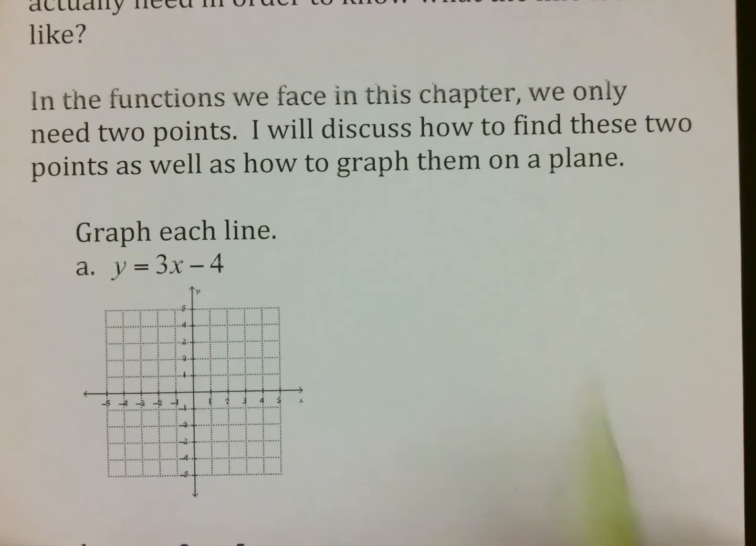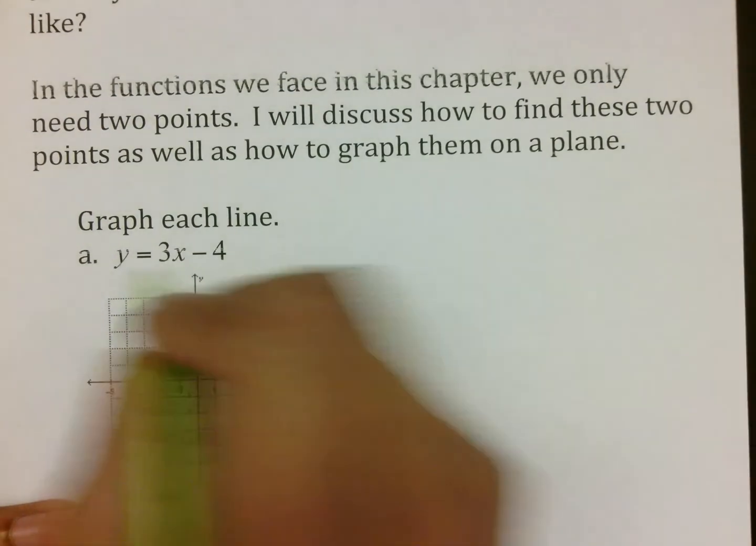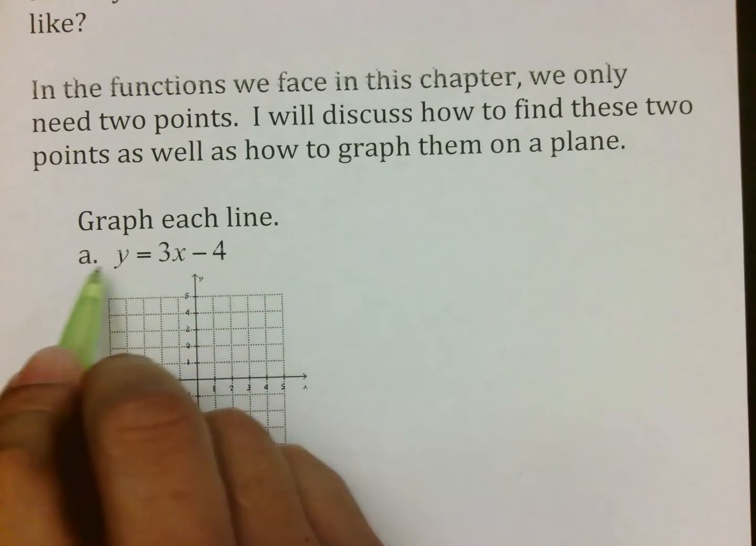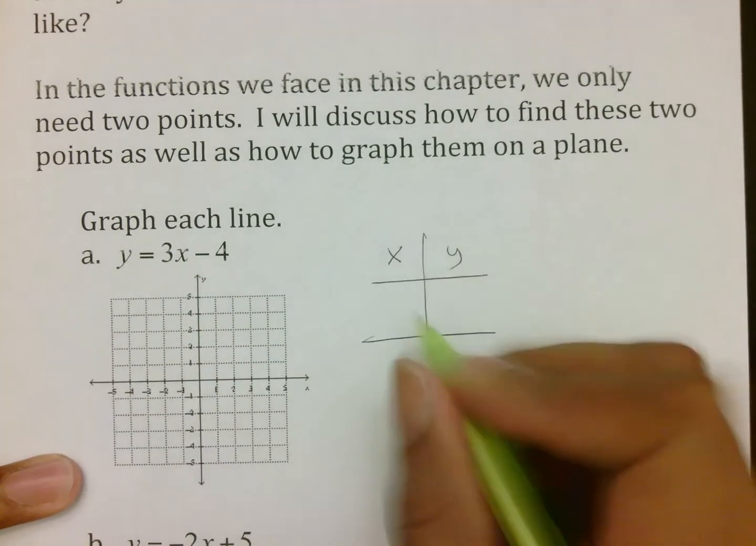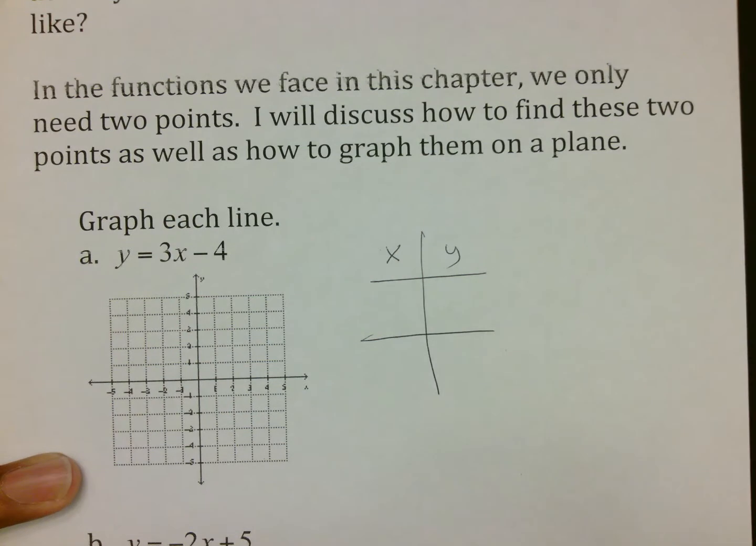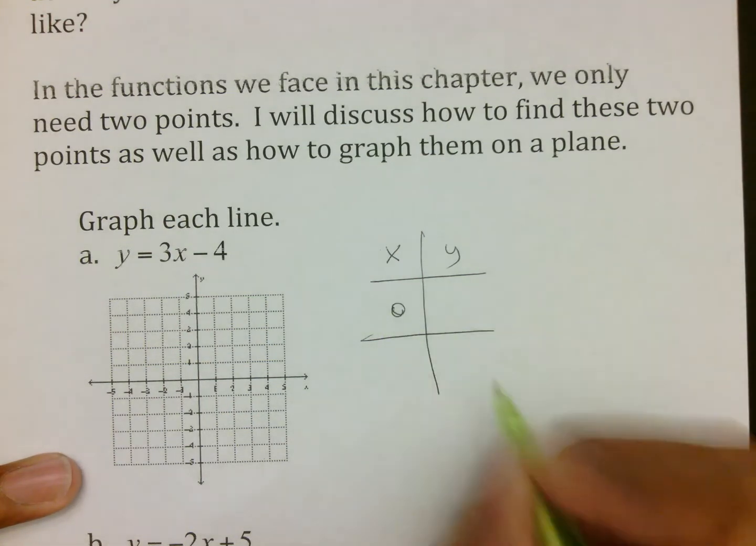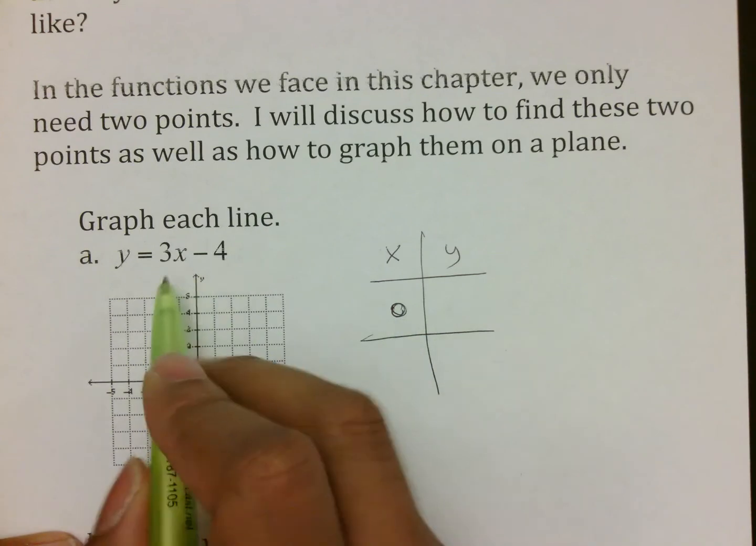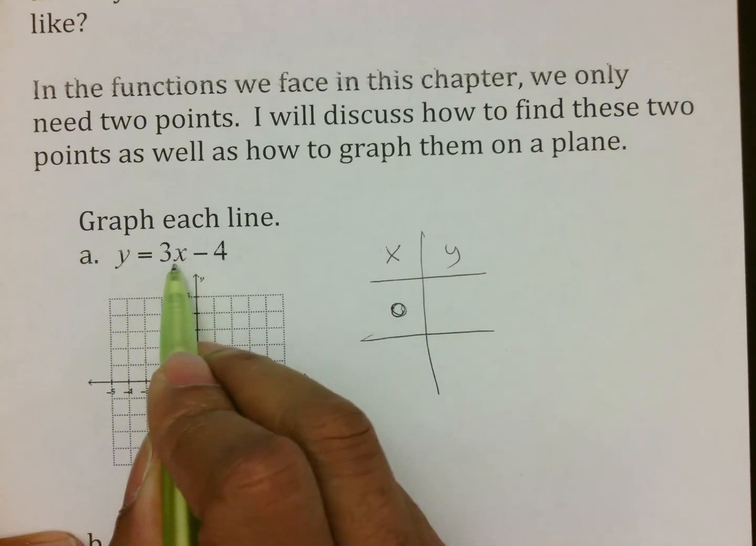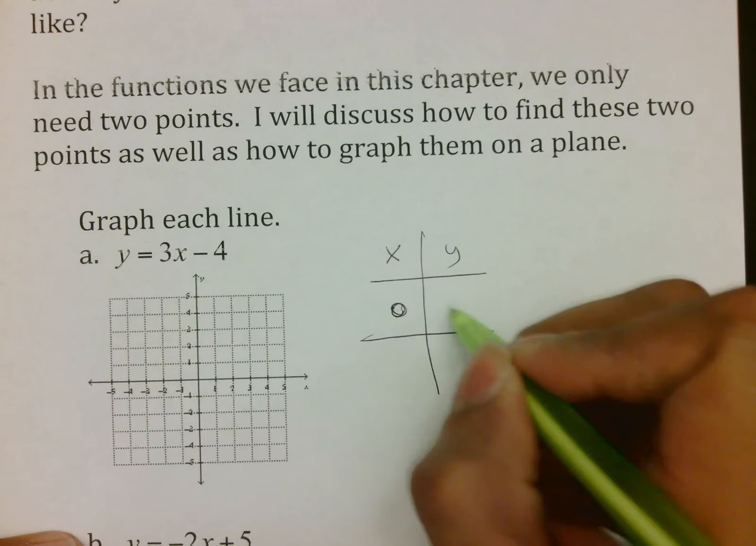Alright. Again, I'm just going to discuss how to find those 2 points as well as how to graph them on a plane. So if I were you, what I would do right now, when you see independent variable, dependent variable, you only need 2 points. The easiest point to find is 0. And again, you can find this answer easily by simply plugging it in here. 3 times 0 is 0. 0 minus 4 is -4.